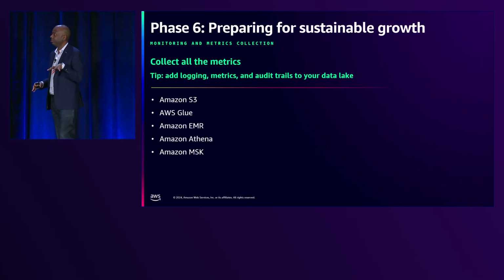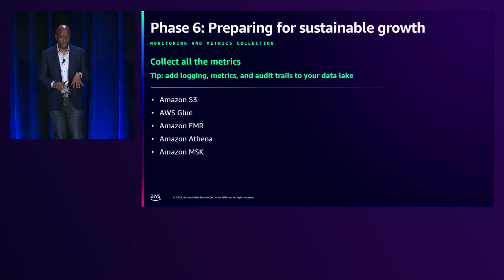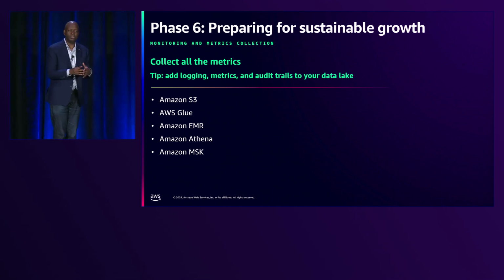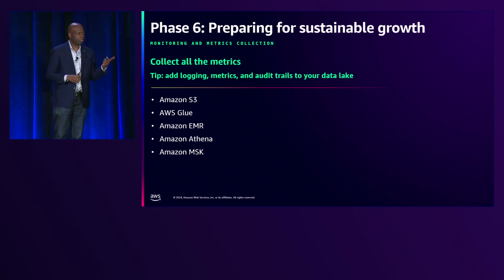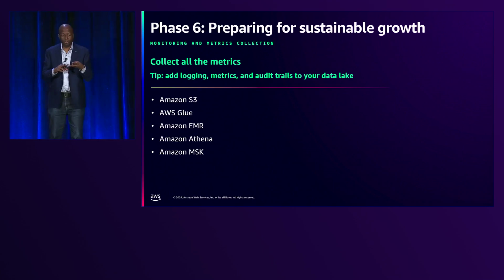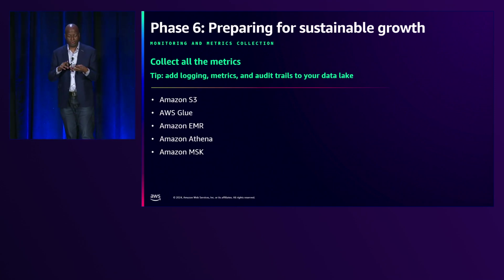The first thing you want to do with your data lake is collect all the metrics. And when I say collect all the metrics, don't just think about S3. If you're using Glue crawlers or Glue data quality, you need to collect metrics from that. If you're using EMR, you need to collect metrics from that, whether it's EKS, serverless, or EC2. But also if you're querying with Athena, collect metrics from that. And in this example, we were talking about MSK, so you need to collect metrics from every piece of all the services that contribute to your data lake.